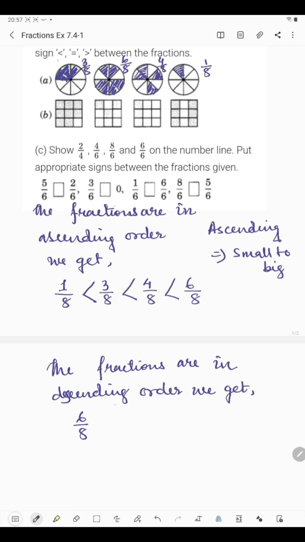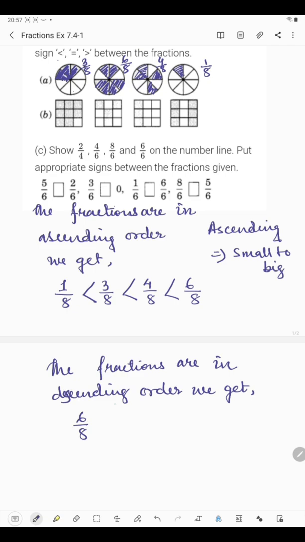This way we have to give the symbol in between. When you are writing ascending order, 1 by 8 is the smallest. So 1 by 8 is less than 3 by 8, we give the less than sign. Then 3 by 8 is less than 4 by 8, so here also we give the less than sign. While writing descending order we give the greater than sign, as 6 by 8 is greater than 4 by 8, then 4 by 8 is greater than 3 by 8 and 3 by 8 is greater than 1 by 8. So this was part A.